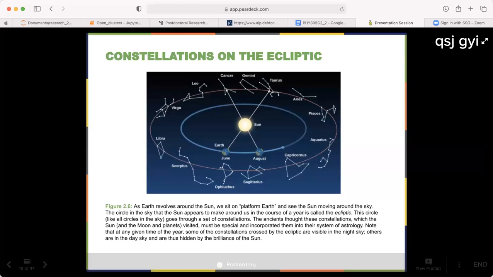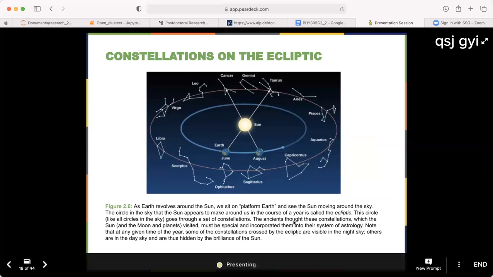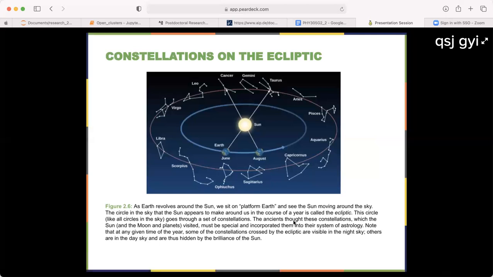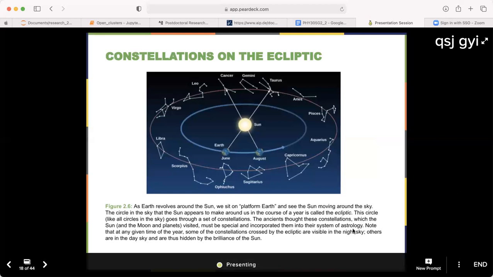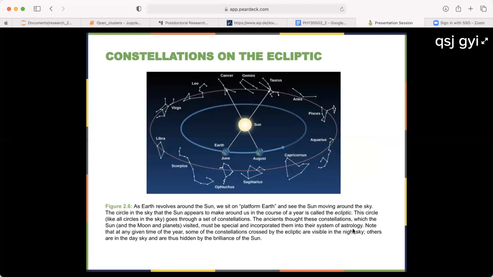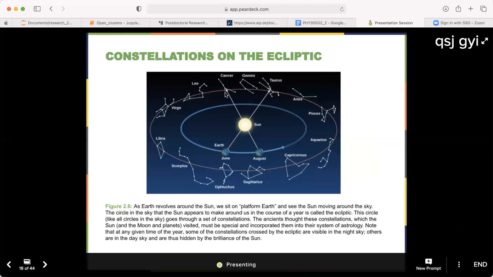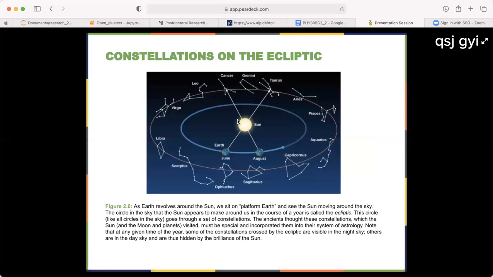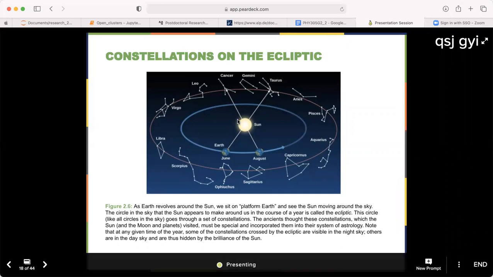And what has happened is that the ancients thought that these constellations which the Sun visited must be special and incorporated them into their system of astrology. Now this is how you can understand astrology. Remember that we don't learn about astrology, but this is the connection, right? So these constellations that it goes through at particular times in the year are what the astrologers used to make these horoscopes, right?